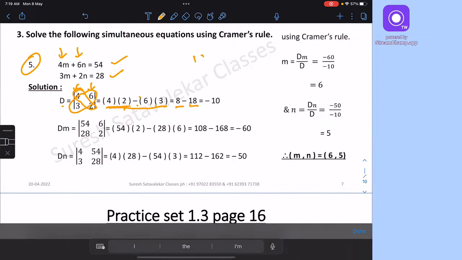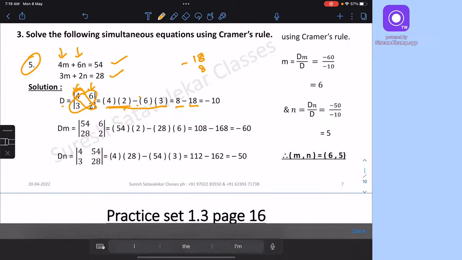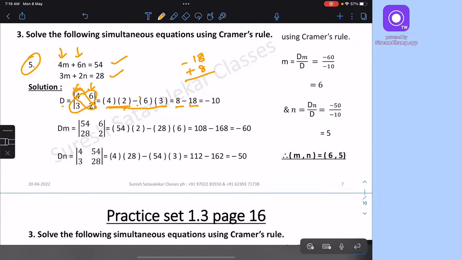Now 18 is negative and 8 is positive. So from greater you have to subtract smaller. When you are having different signs, you have to subtract them. So 18 minus 8 is 10 and sign of the greater is minus. So answer is minus 10.